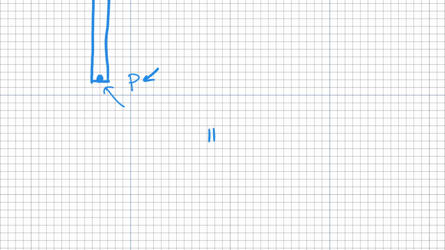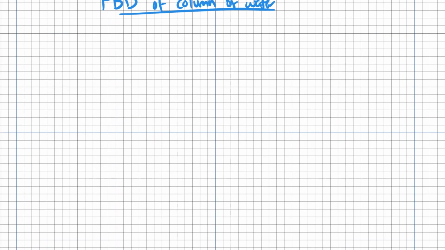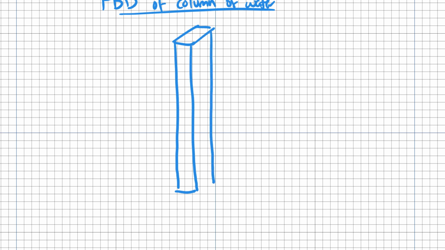That is not what I wanted, although I do like the look of it. I hate to erase it. Okay, so free body diagram of a column of water. And this could be fresh or salt. It's not really important yet. Okay, so here we go. So here's the column of water. Now we're going in 3D, so I'm going to draw it like this.